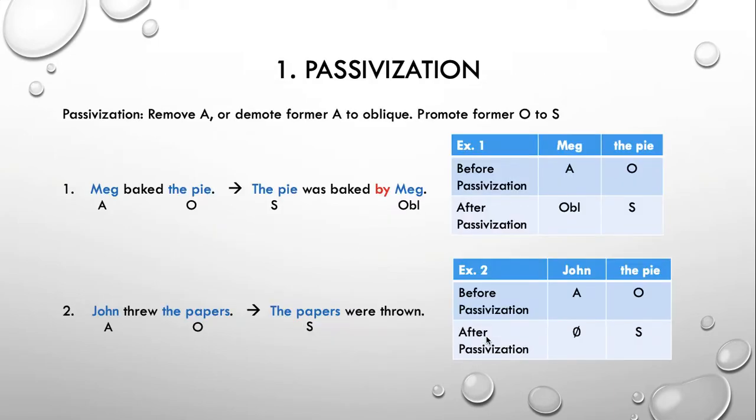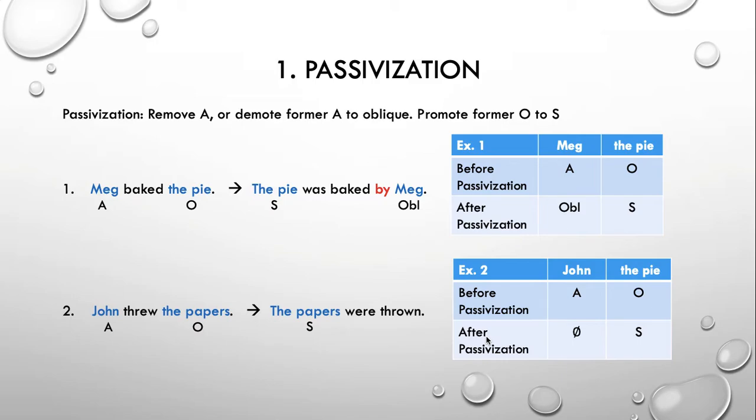The first one, passivization. This is done by either removing the transitive subject or demoting it to an oblique. This also causes the former object to be promoted to an intransitive subject. In the examples below, each one shows each method of the passivization. The first one is the switch to oblique, and the second one is the removal of the transitive subject entirely.